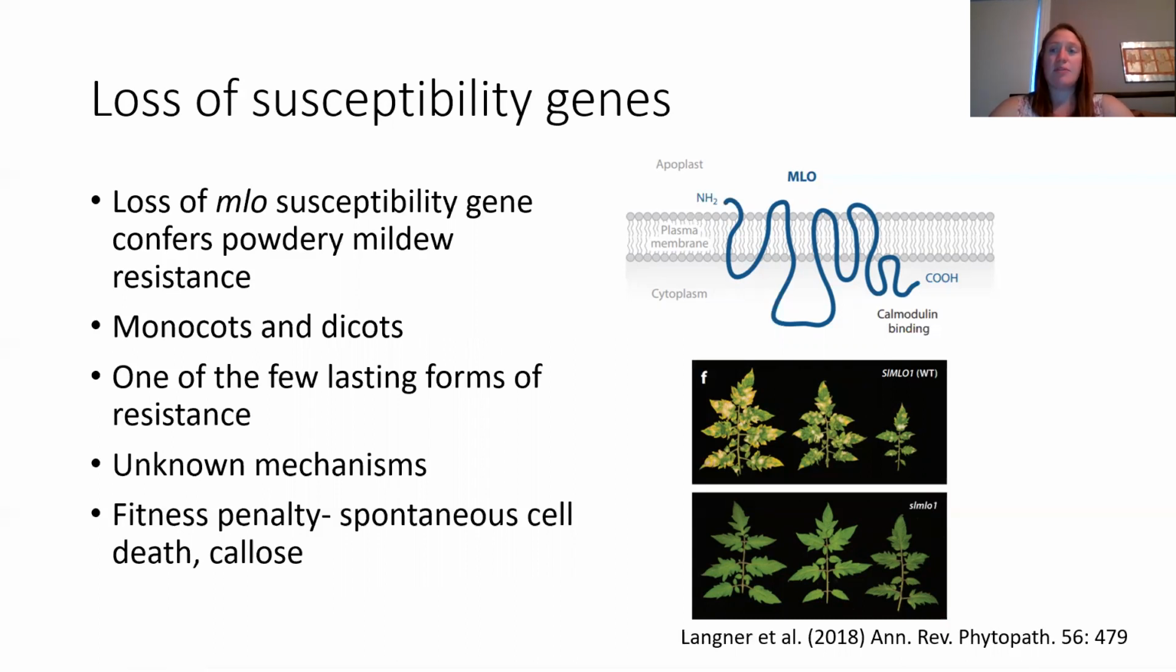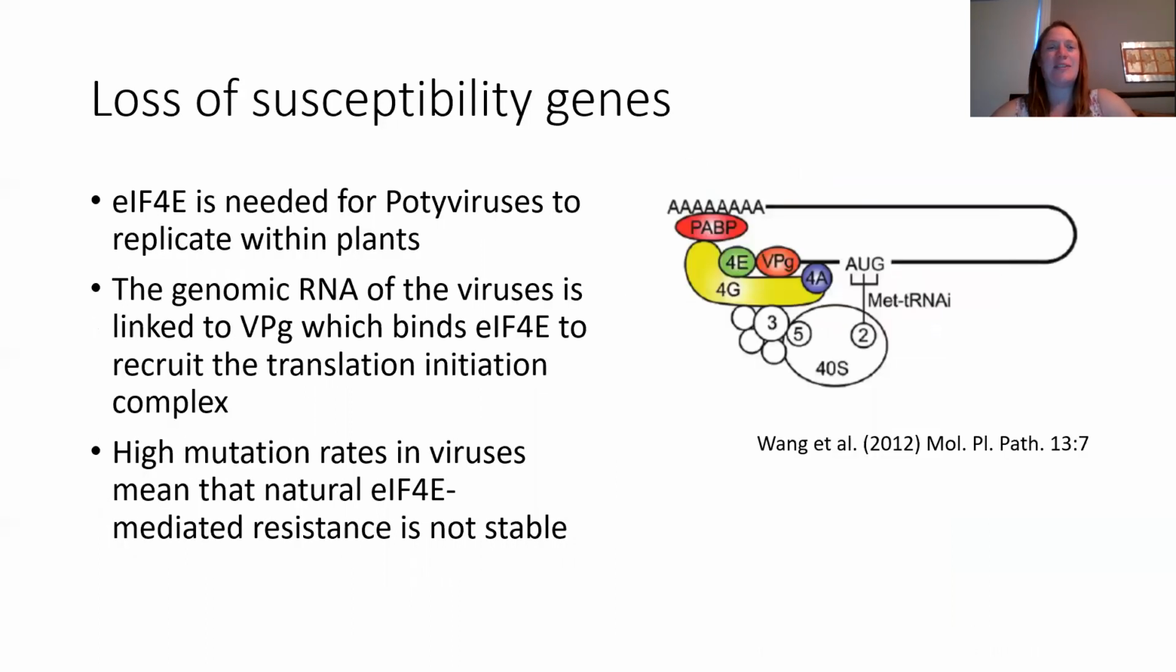Also really interesting is that we don't know why it works. We don't understand how it really contributes to susceptibility, but we do know when you knock it out, you get spontaneous cell death and callus, so there is a bit of a yield cost to knocking out this gene. And I think this is going to be one of those big question marks that if someone figures it out would be a big advance in our field. So I'm excited to see if someone can do that. So far, there's been some hints, but nothing conclusive.